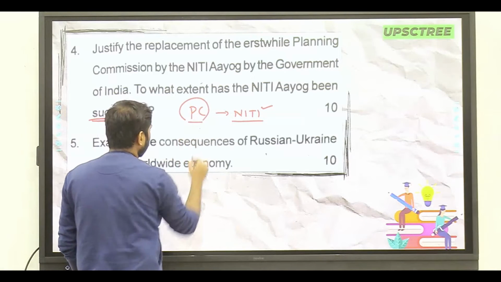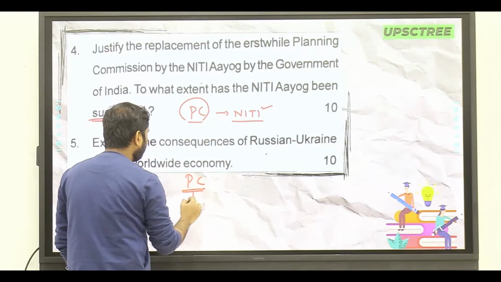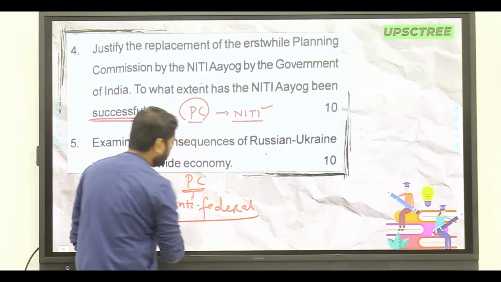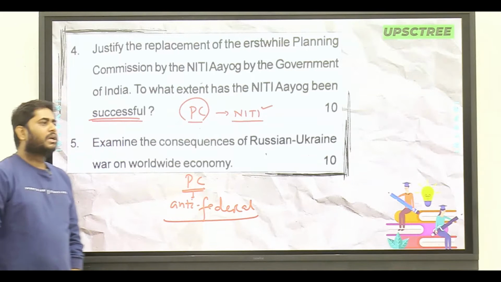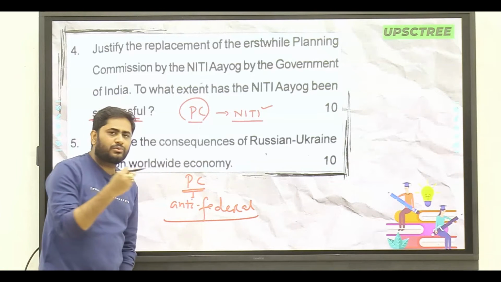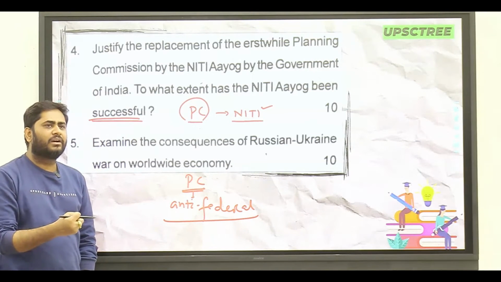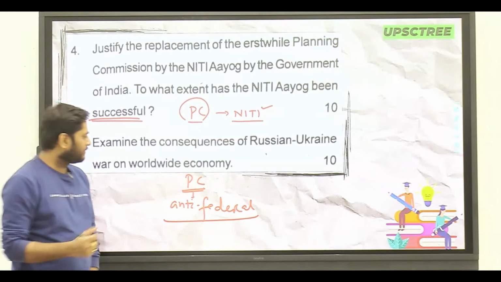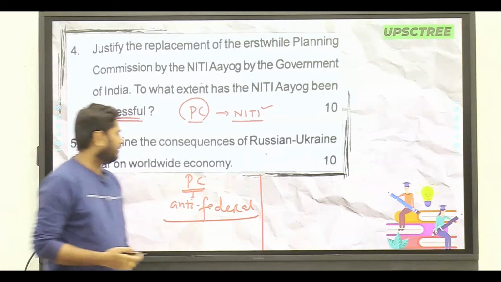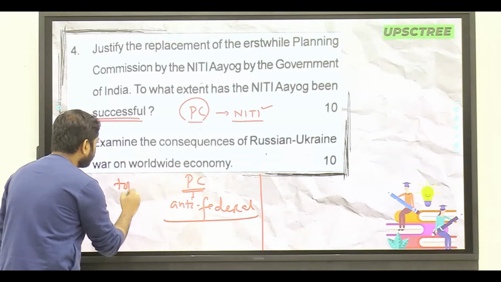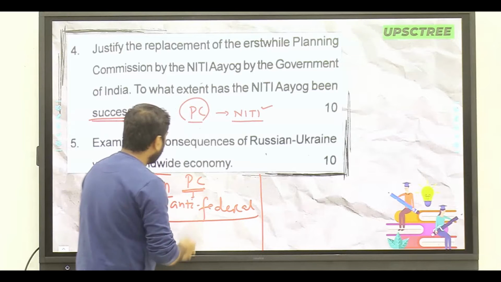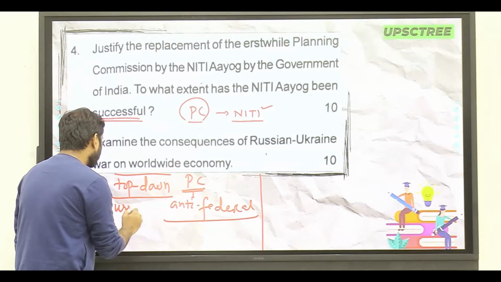While discussing this, for the Planning Commission you have to establish how it was anti-federal in its functioning. During the Planning Commission era, many of the states used to complain because the center controlled the funds tightly. They didn't give funds as per necessity. That was a major issue, and states didn't have a major voice in the Planning Commission. It was a top-down approach to planning, and it was mostly inspired from the Russian model, which you can talk about.